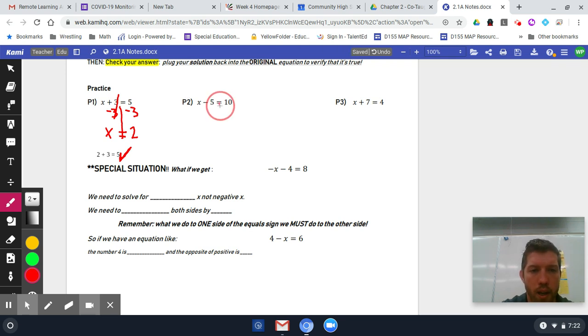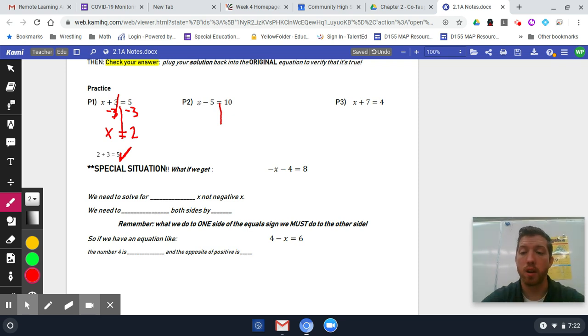So now let's look at problem 2. Same thing. I'm going to draw my line. I'm going to say, okay, what do I have to isolate? I have to isolate my x. I need to get that x by itself. How do I get this x by itself? How do we get the variable by itself?